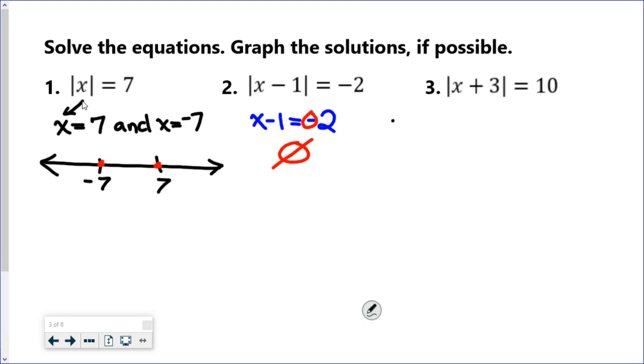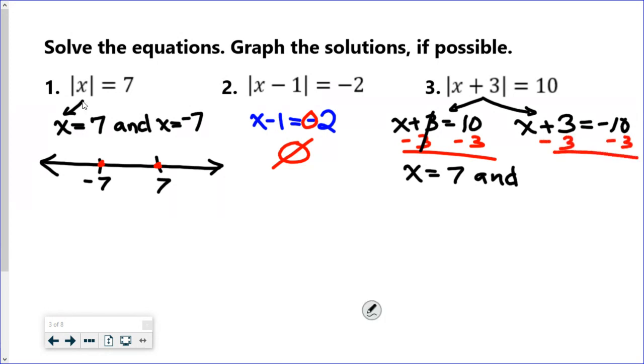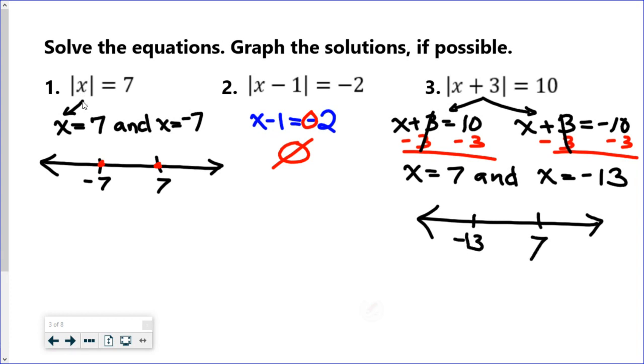And the last one, I say x plus 3 equals 10 and x plus 3 equals negative 10. Okay, I'm going to minus 3, and I get x equals 7. And minus 3 again. And again, this should be a review from yesterday. x equals negative 13. On a number line, my negative is always smaller than my positive. Okay, so that should be a review.